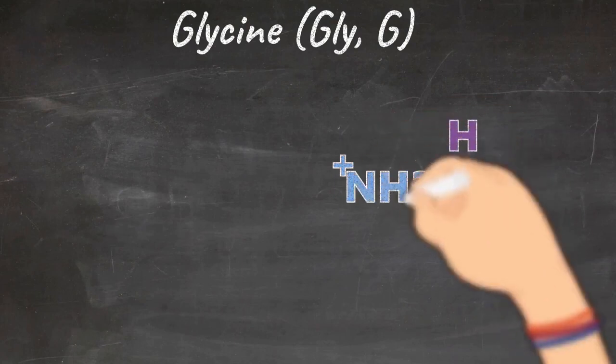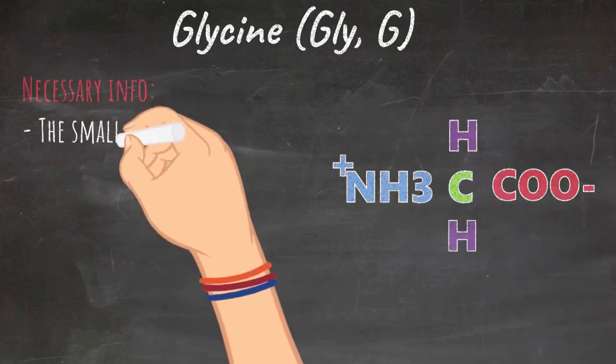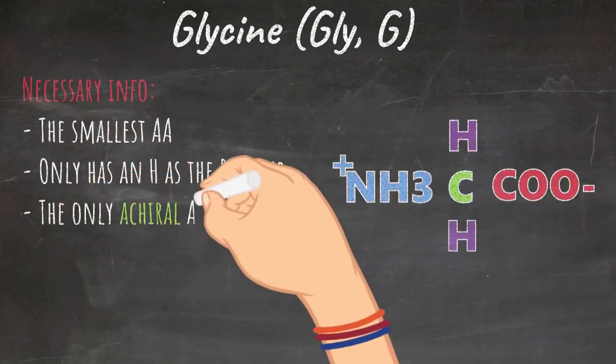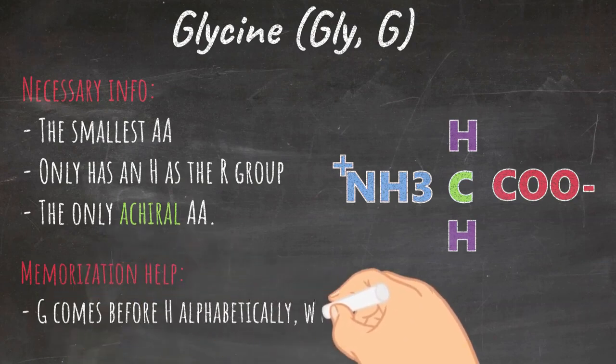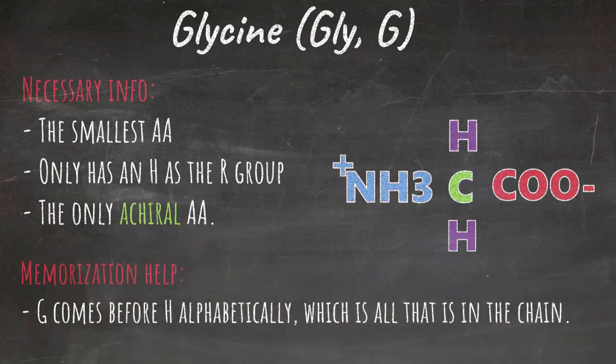So glycine is the smallest amino acid, and it only has an H as R group, meaning that it is the only non-chiral amino acid, and that's because there's two hydrogens attached to the alpha carbon, which is the carbon in green. So the easiest way to memorize this is that G comes before H alphabetically, which is all that's in the chain.